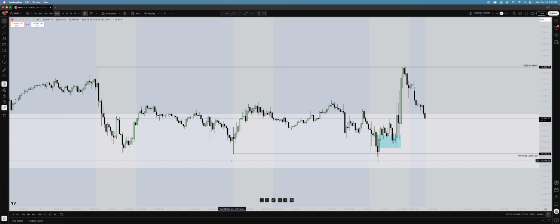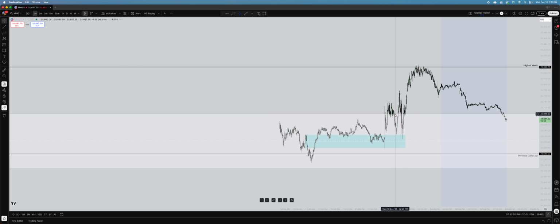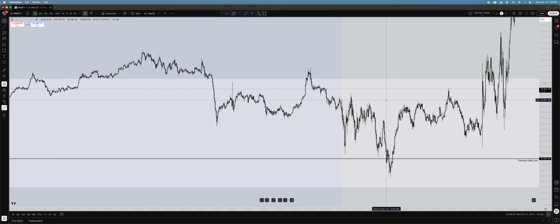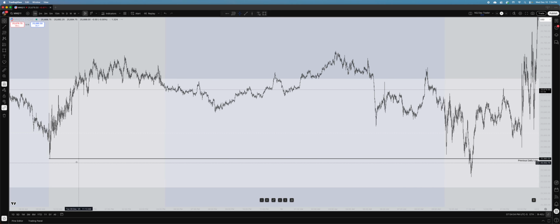So this low right here is Tuesday, December 9th, that's yesterday, the New York session's low, which is essentially the daily low. So why is that important? Well, I'm going to break this down to a 1-minute chart now. Here's yesterday's low, and here's all of yesterday's price action. This is on a 1-minute chart.